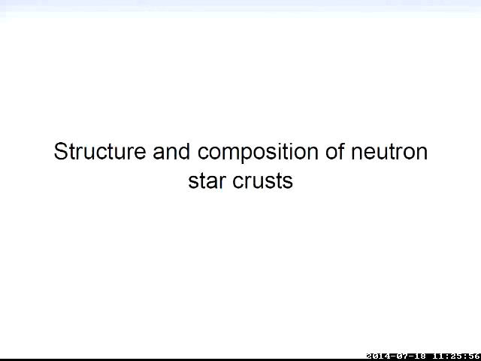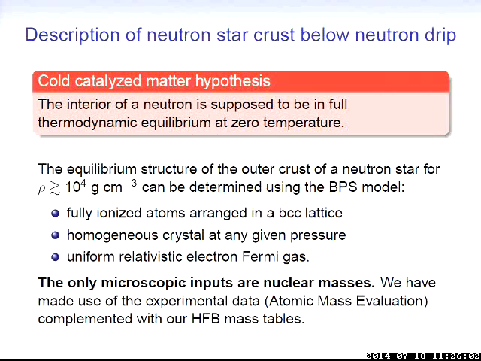Let me now switch to the application of this functional to the crust of neutron stars. The main assumption is that matter is fully catalyzed. One may question this approximation, but this is the assumption we are using. For the outer crust, the situation is fairly simple. We assume that atoms are fully ionized and arranged in a body-centered cubic lattice because this has the lowest energy, a pure crystal with the same composition, and just a relativistic Fermi gas. In this case, the only inputs are nuclear masses.